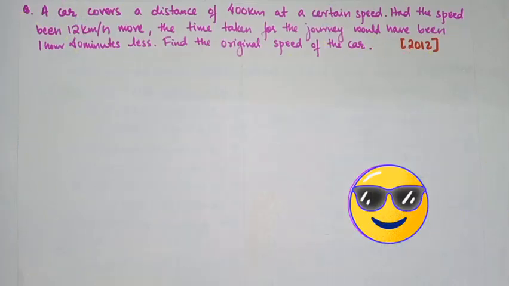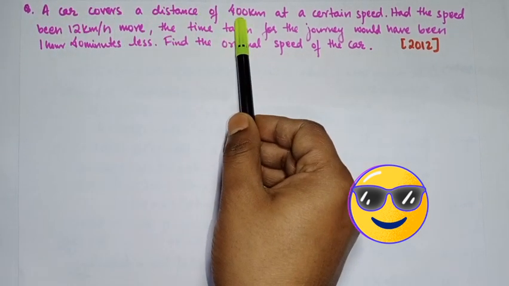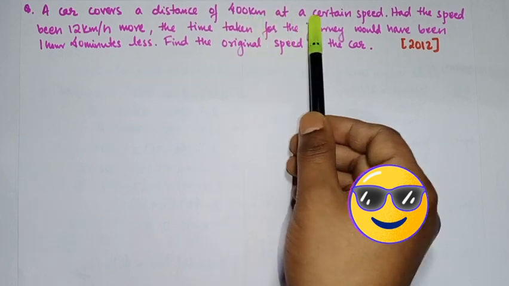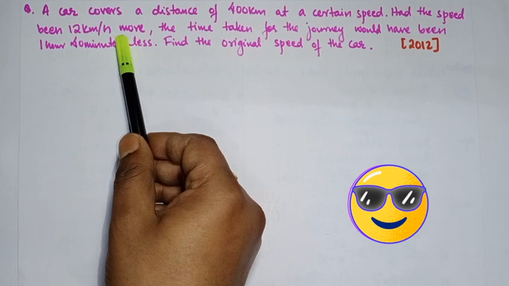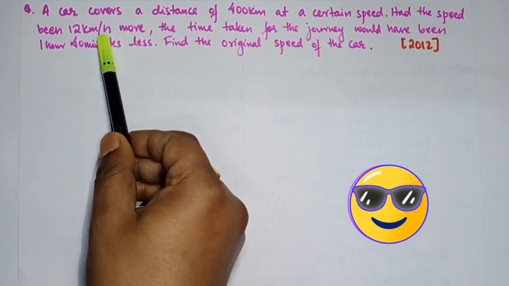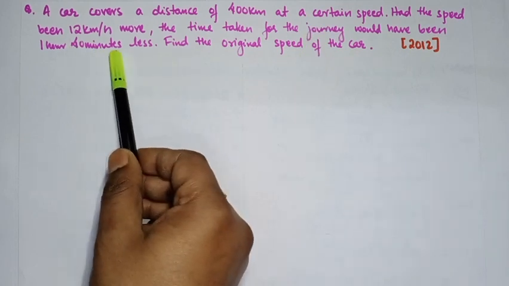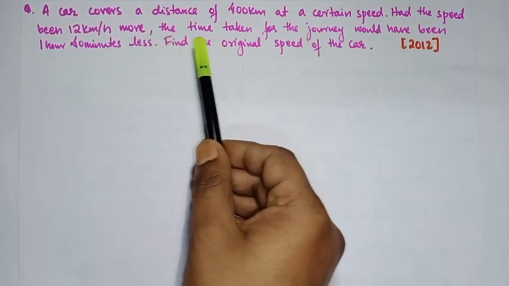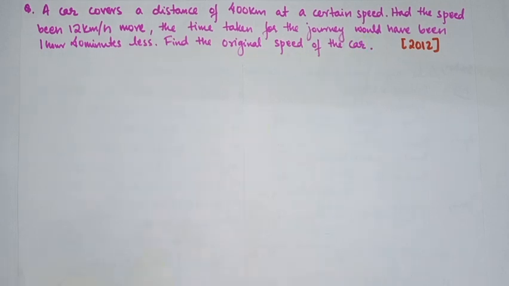Here we have a similar type of question, which I have done in my previous video. A car covered a distance of 400 kilometers. So that means we have the distance at a certain speed. We don't know the speed. Had the speed been increased, so you can see it's more, more means plus, the time taken will obviously be less, 1 hour 40 minutes less. Find the original speed of the car. So we don't know the original speed of the car.